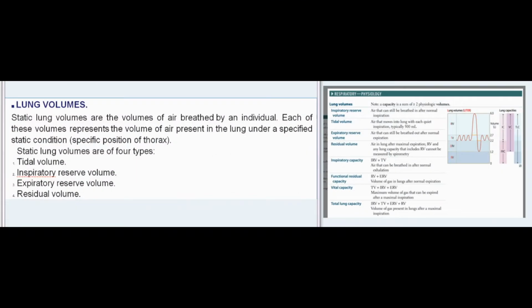Lung volumes. Static lung volumes are the volumes of air breathed by an individual. Each of these volumes represents the volume of air present in the lung under a specified static condition, specific position of thorax. Static lung volumes are of four types: tidal volume, inspiratory reserve volume, expiratory reserve volume, residual volume.